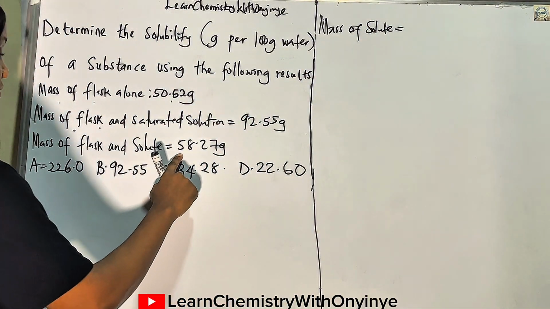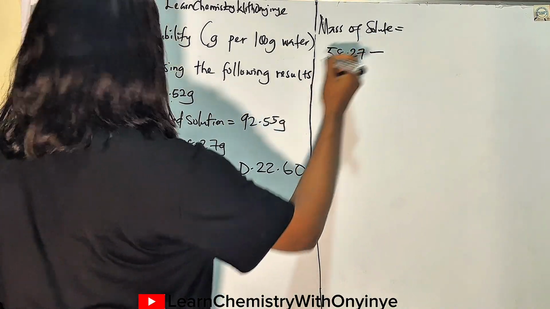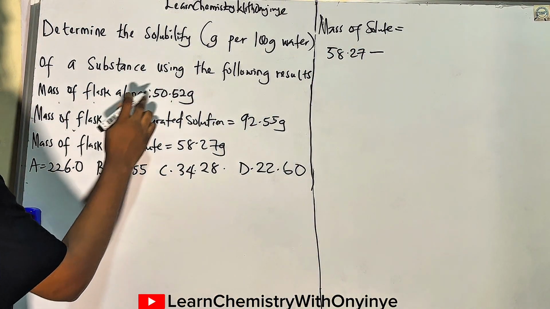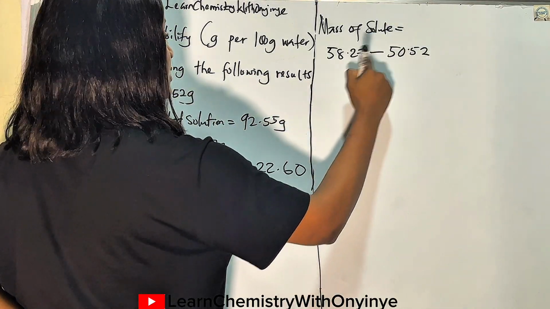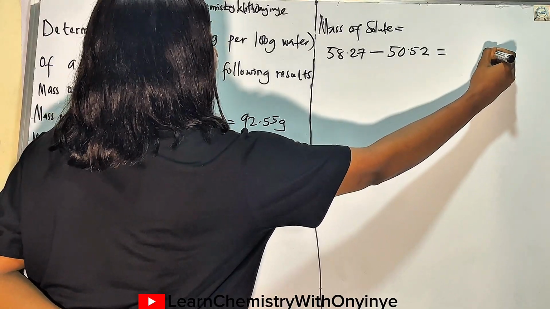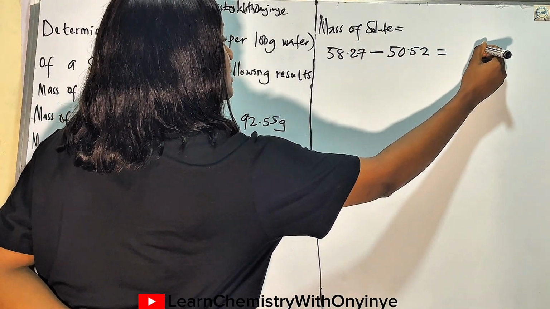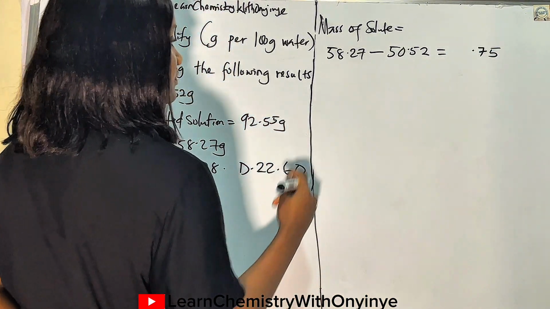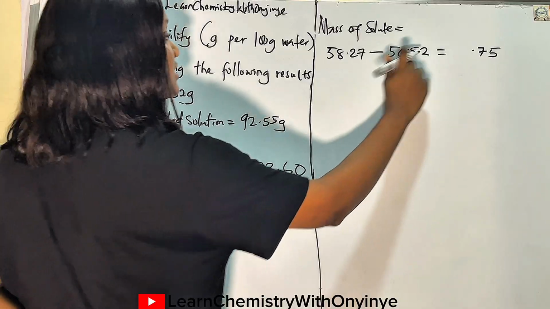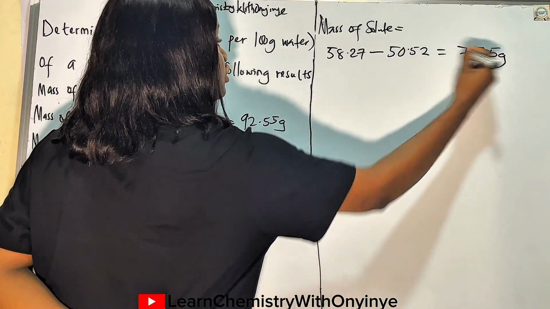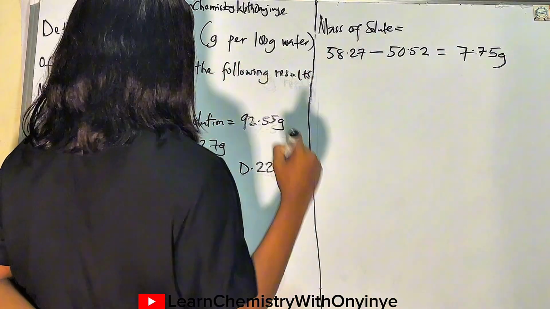So this is 58.27 minus the mass of flask alone, 50.52. So 7 minus 2 is 5. 12 minus 5 is 7. Remember you moved 1 from here. This is 57. 57 minus 50 is 7. Your mass is measured in grams, so the mass of solute is 7.75 grams.